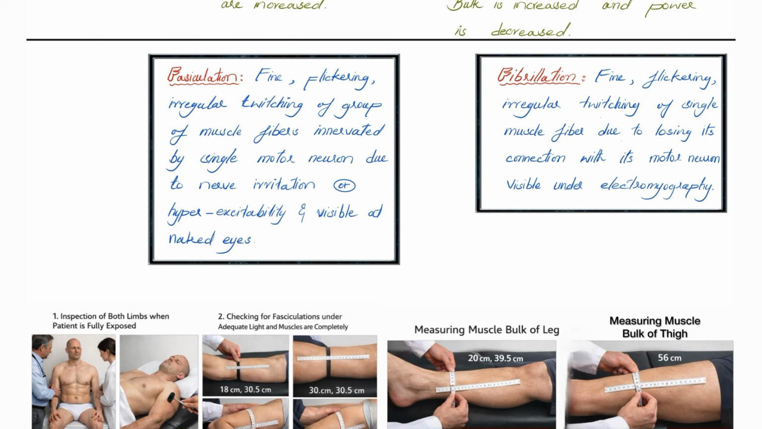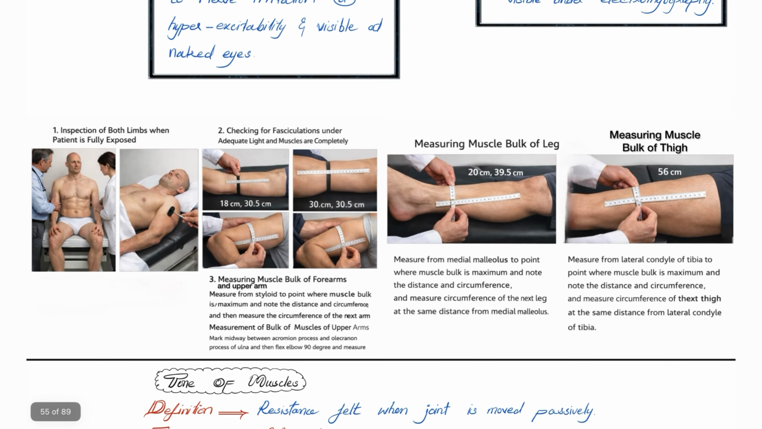On the other hand, the flickering movement which is produced by a single muscle fiber is because of losing its connection with its motor neuron, and it is only visible under electromyography. So how do you measure the bulk of muscle?